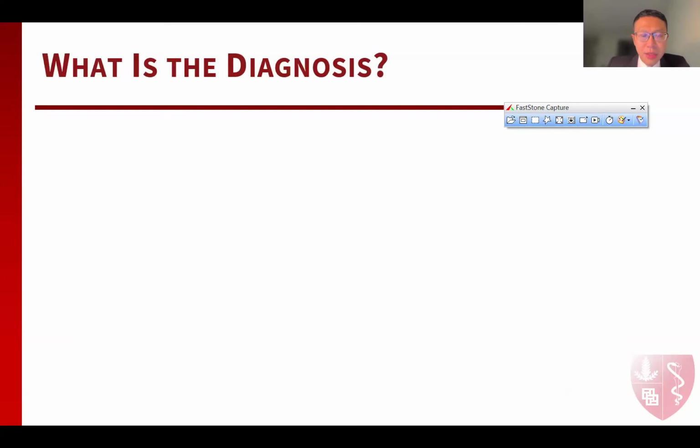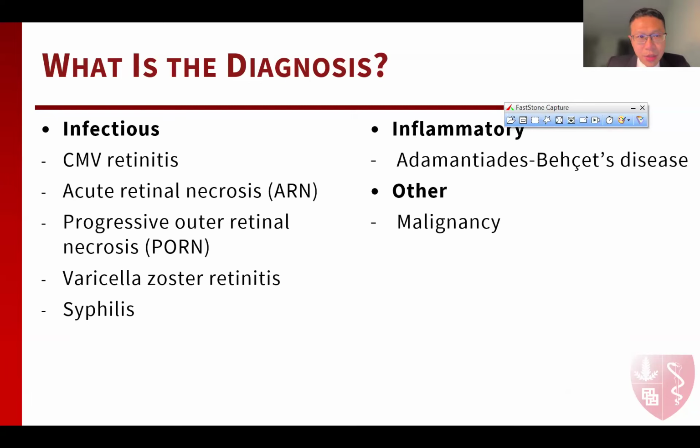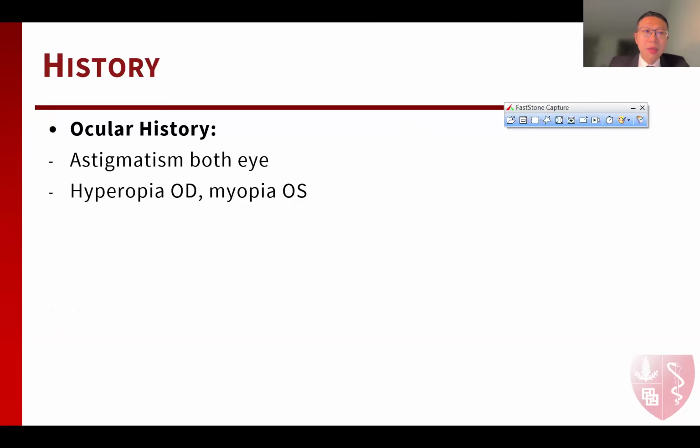So what is the diagnosis in this young girl? We are considering infectious etiology, like CMV retinitis is on the top of the list, and also inflammatory ones like adenoiditis, Behçet disease, and others including malignancy. So let's trace back her history. The ocular history is unremarkable except for astigmatism and hyperopia.